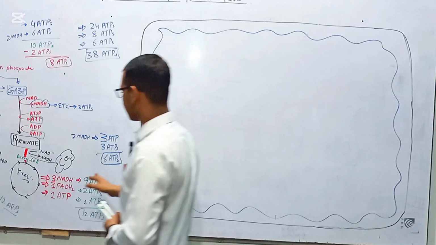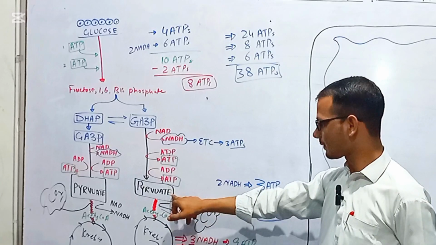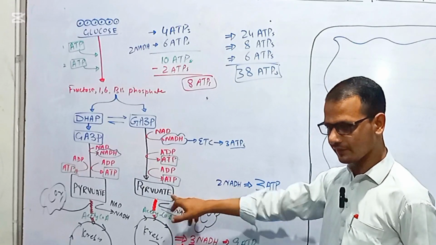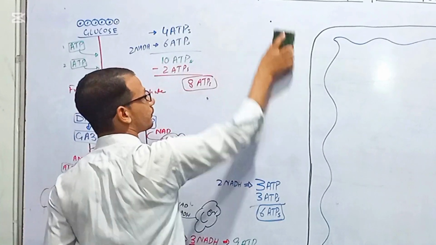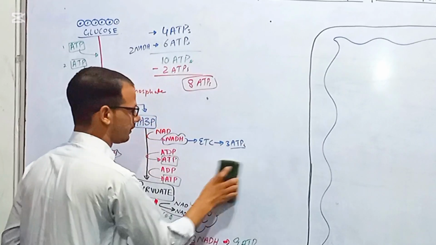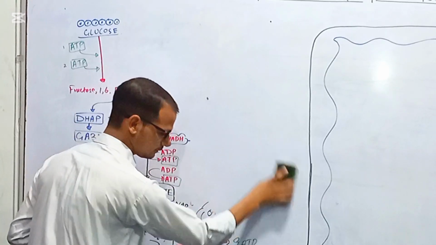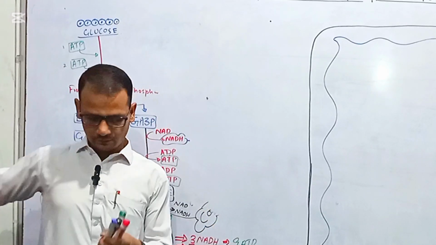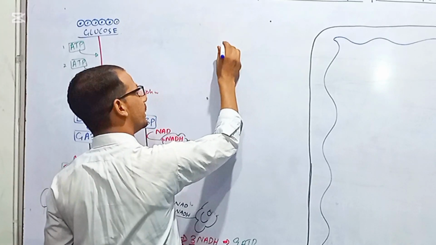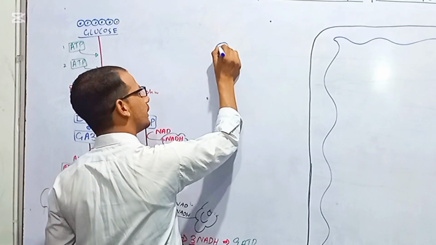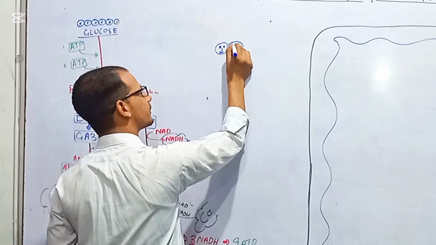In this glycolysis, the end product is pyruvate. The end product is pyruvate. So for example, I am taking pyruvate. How many carbons does pyruvate have? 3.